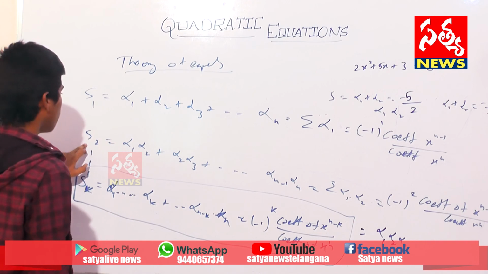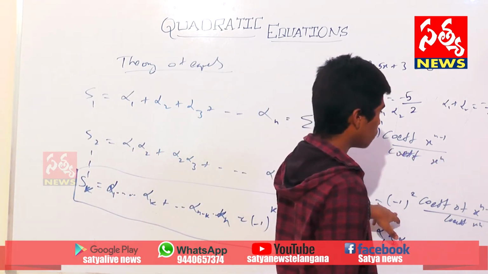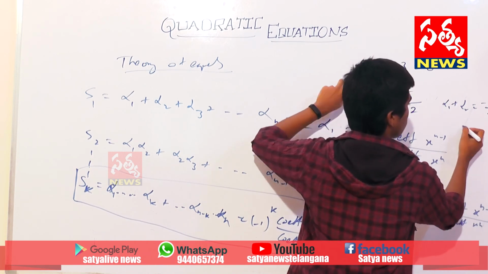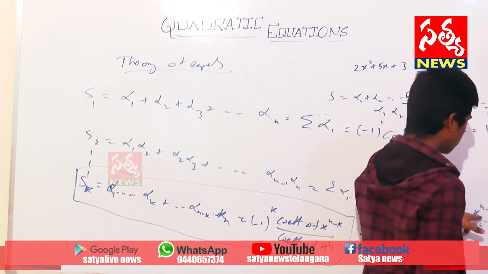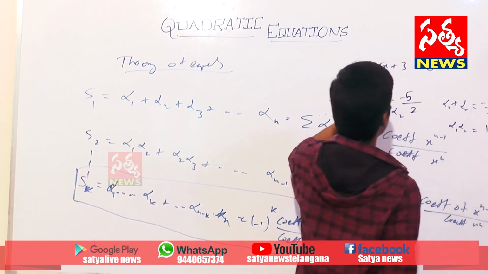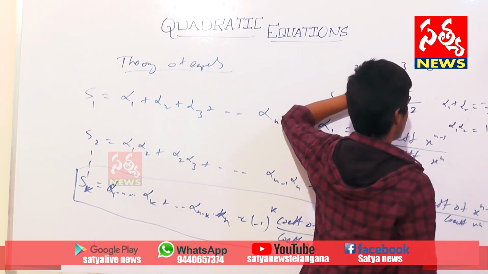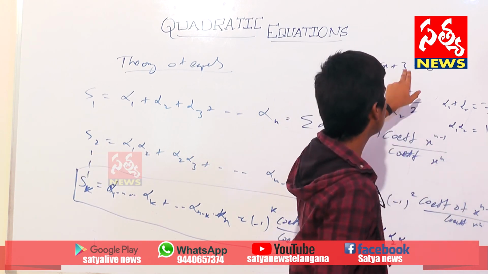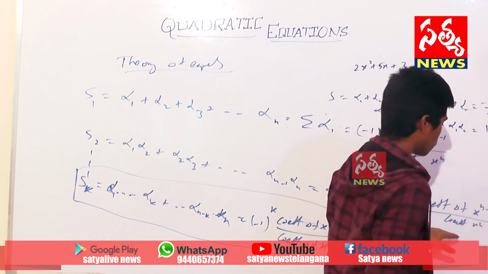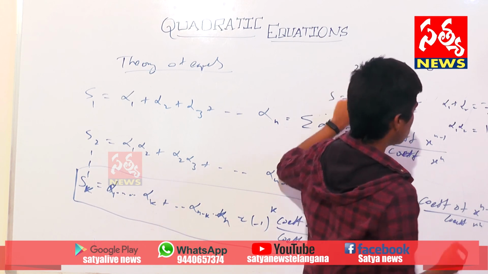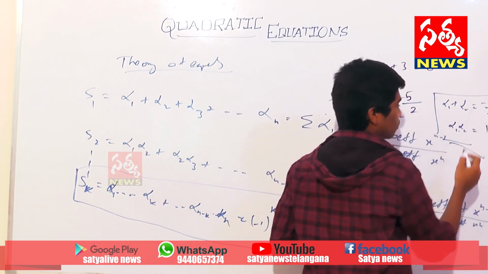And similarly, if we take S2, alpha 1 into alpha 2, minus 1 whole square is 1, and coefficient of x power n minus 2. Here n is 2, 2 minus 2 is 0. Coefficient of x power 0 is nothing but the constant. So 1 into 3 by coefficient of x power n. X square coefficient is 2. In this way, we have derived the sum of roots and product of roots.